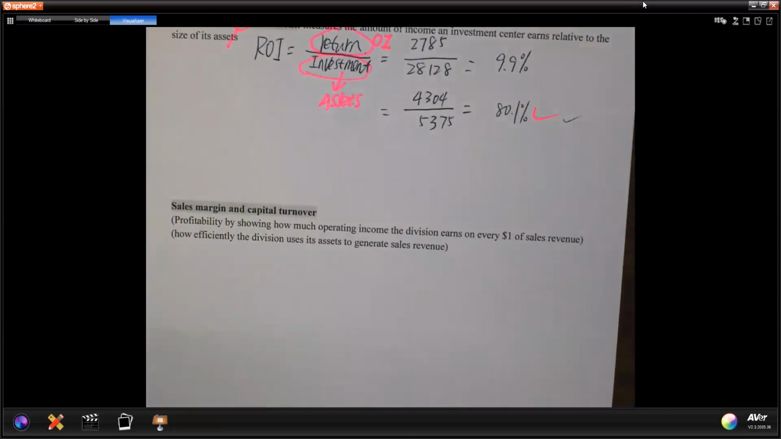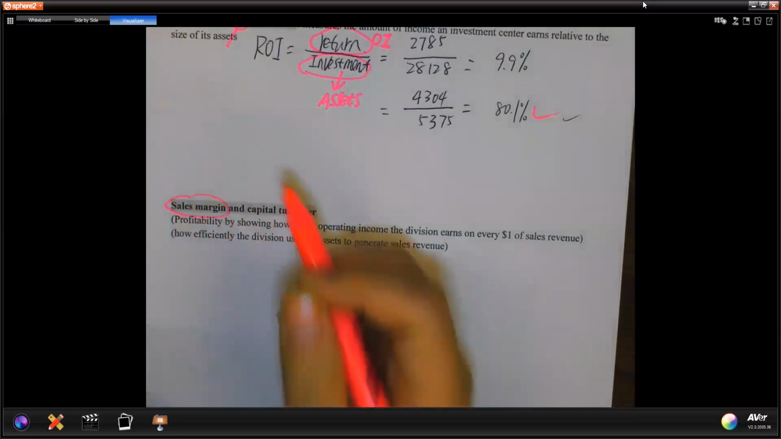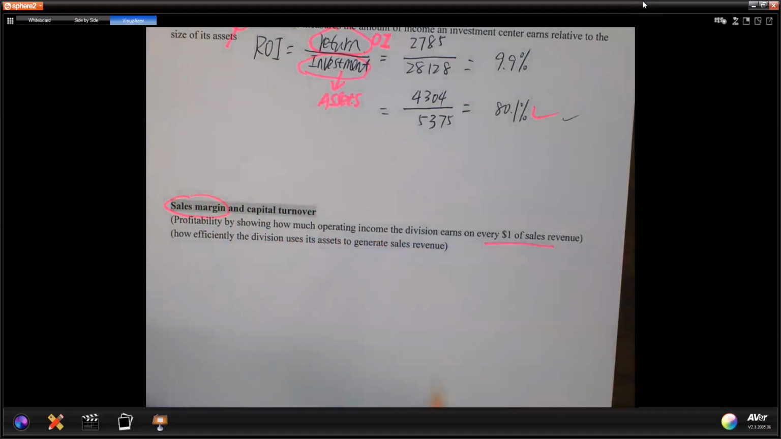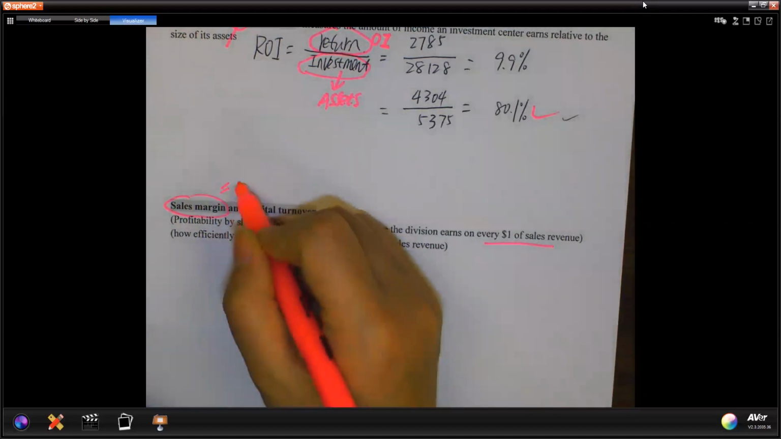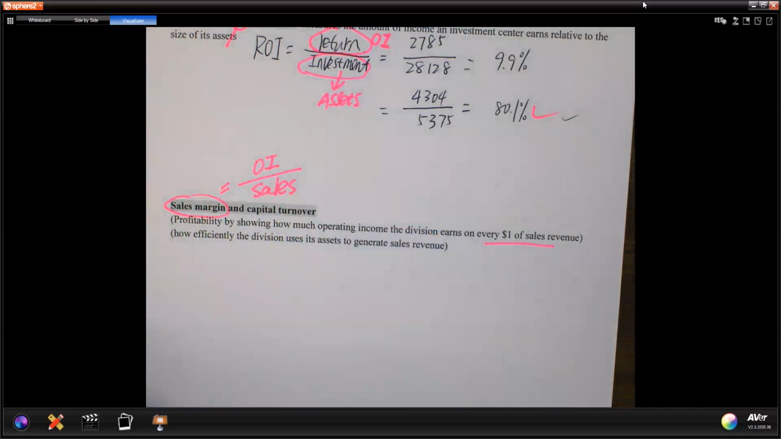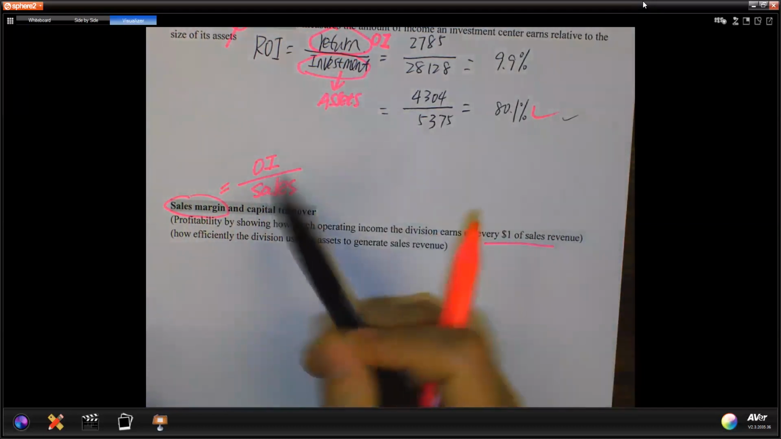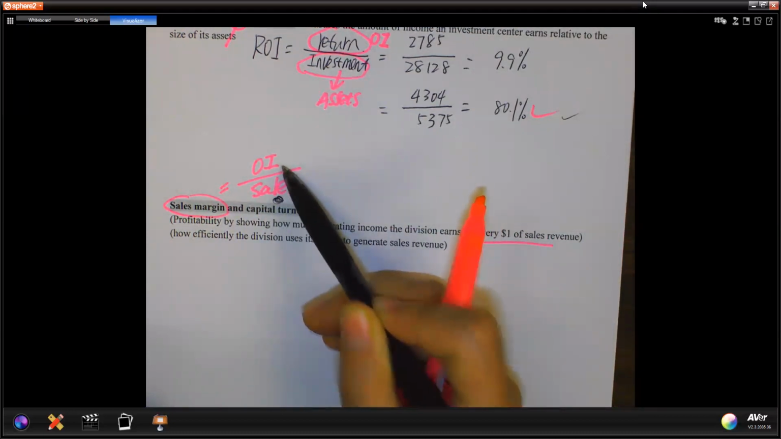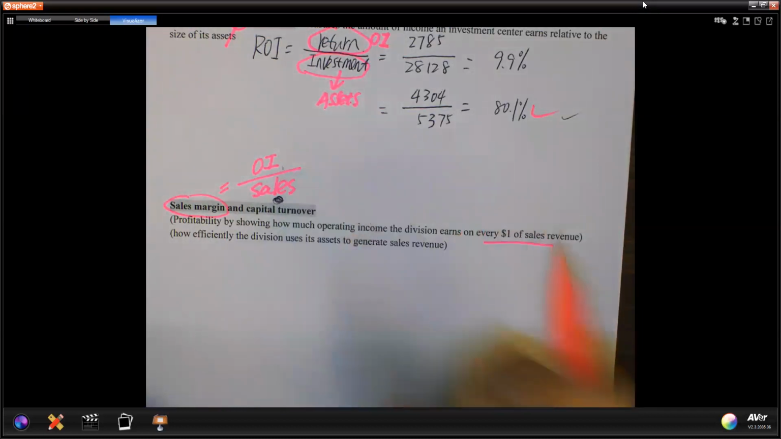Next one, sales margin and capital turnover. So sales margin, we go one by one, right? What's the meaning of sales margin? It's profitability, showing how much operating income the division earns on every $1 of sales revenue. So sales margin is your operating income divided by sales. For $1 you sell, what's the margin going into your income? So let's do the numbers, okay?